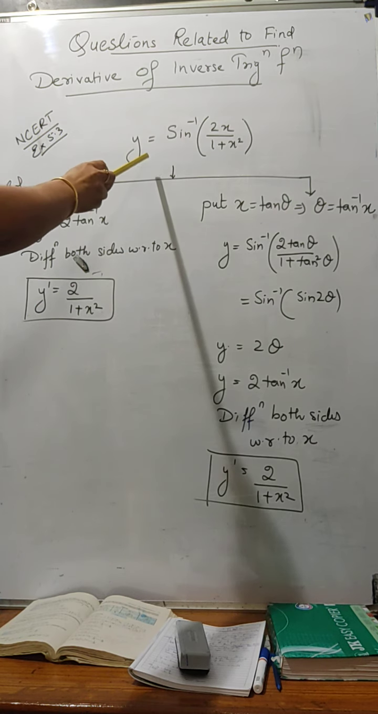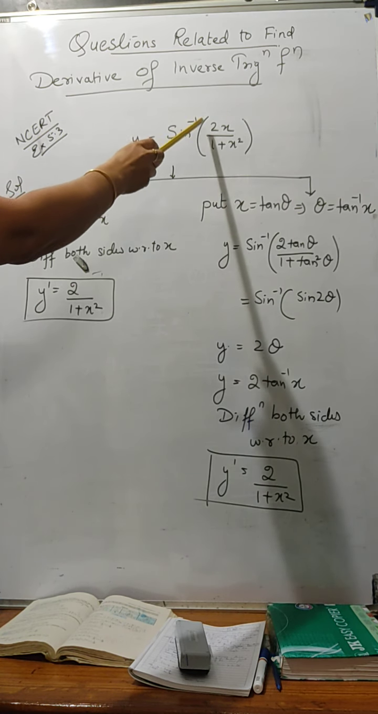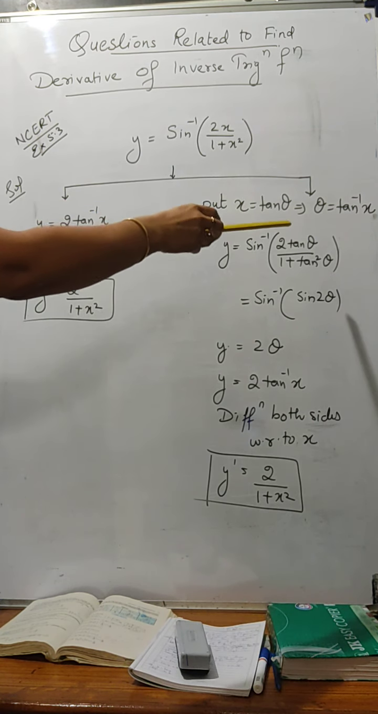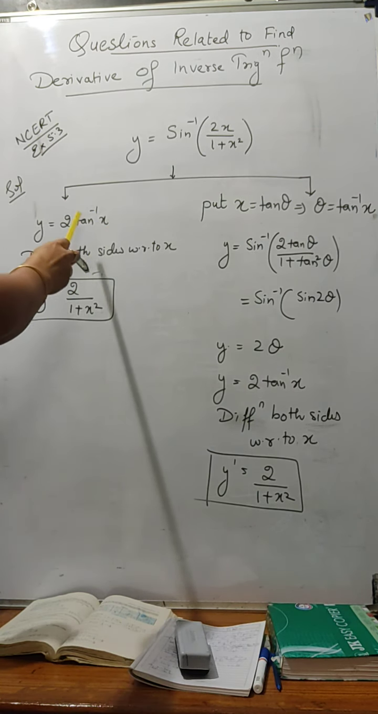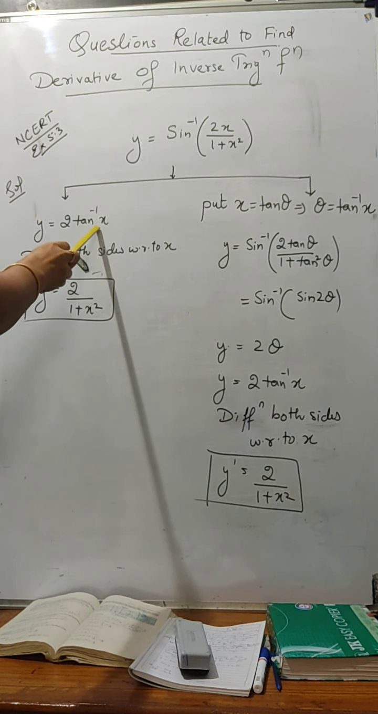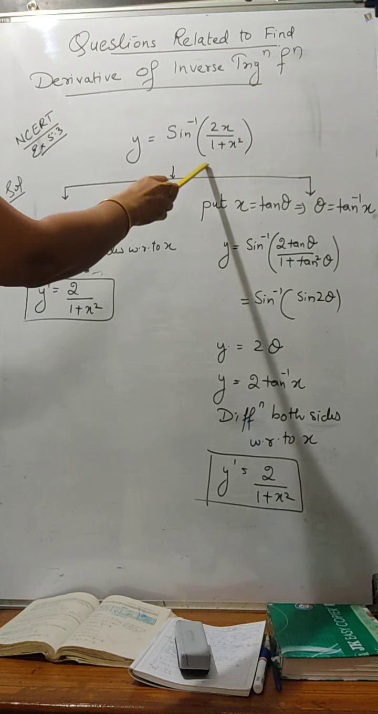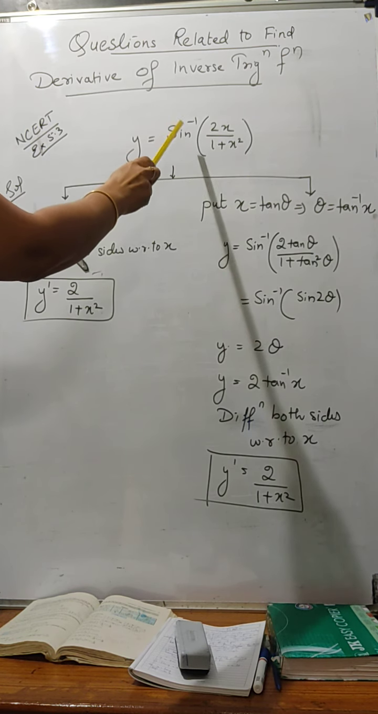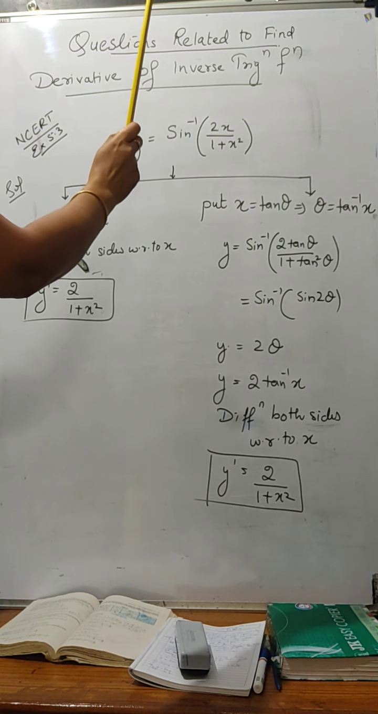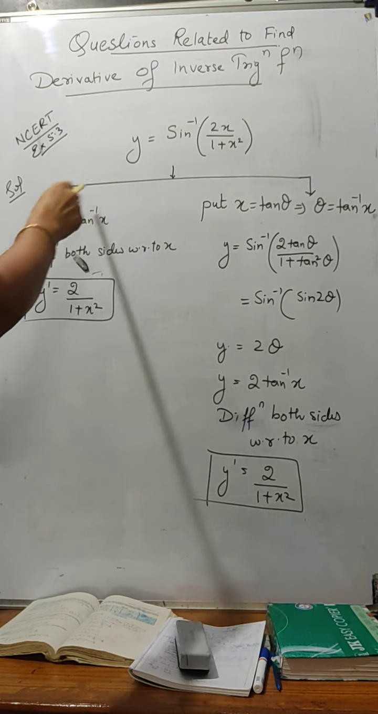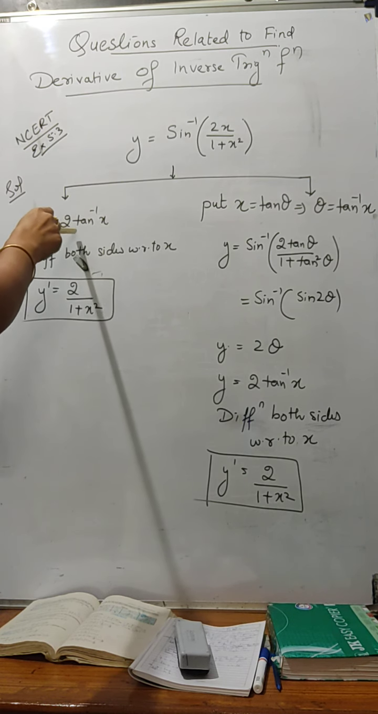Now the question is y equal to sine inverse of 2x upon 1 plus x square. This question I have done in two methods. The first one is y equal to 2 tan inverse x. This is only possible if you remember the elementary properties of inverse trigonometric functions. Now in that 2 tan inverse x, we are having three values in terms of sine inverse, cos inverse and tan inverse. This is only possible if you remember that.